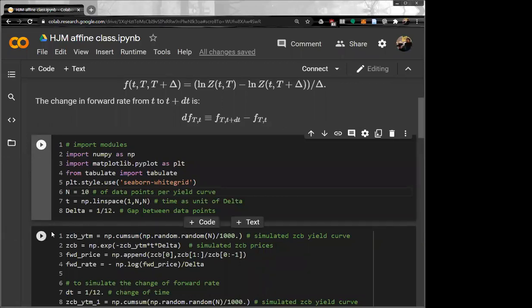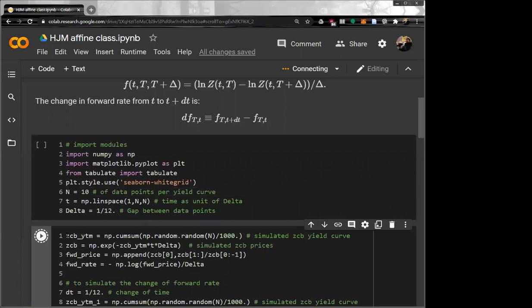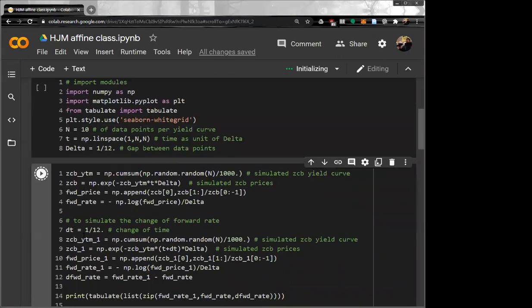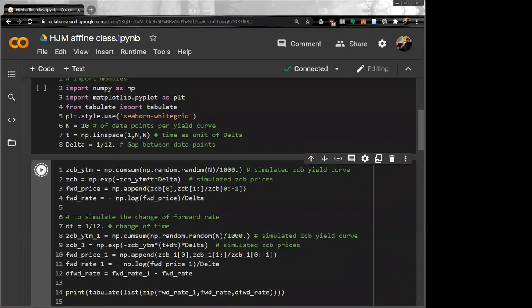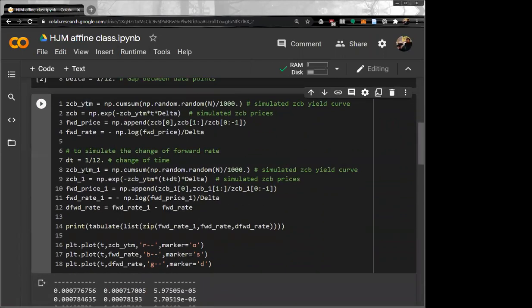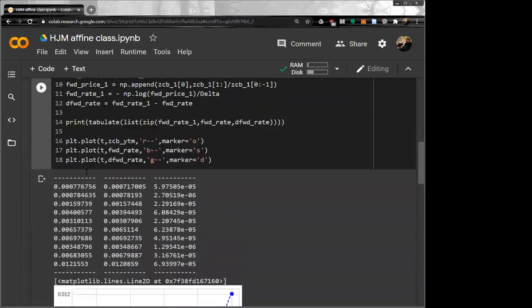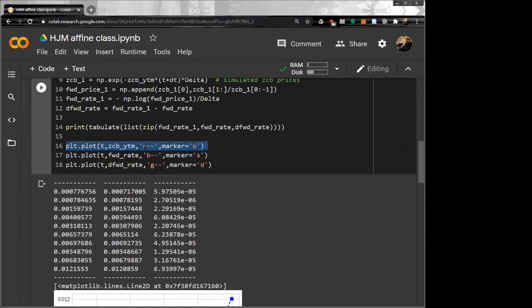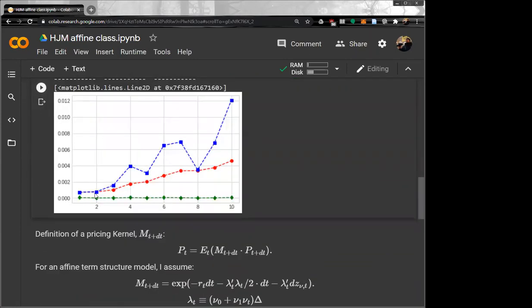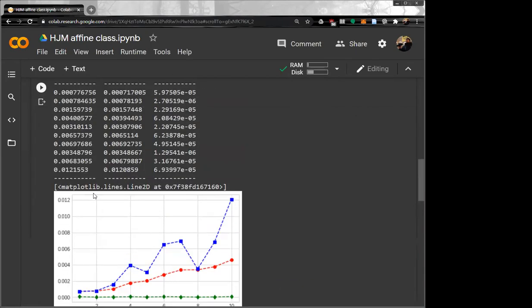So this yield curve, the JCB YTM yield curve, looks like this. So we plot the JCB yield curve as a red dotted line. This red one is an upward sloping curve. So it is a simulated yield curve.